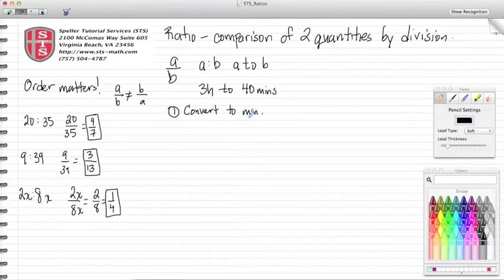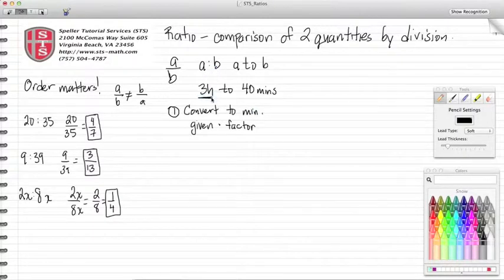All right, when I want to convert from one unit to another, what I have to do is take what's given and then multiply that quantity by some conversion factor. I'm just going to write the word factor here.